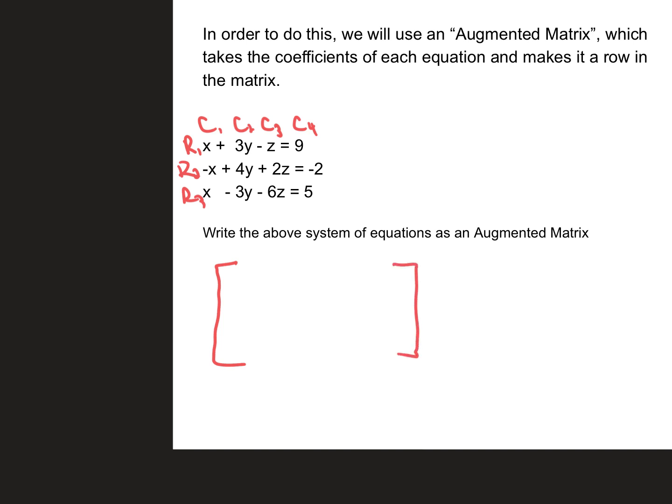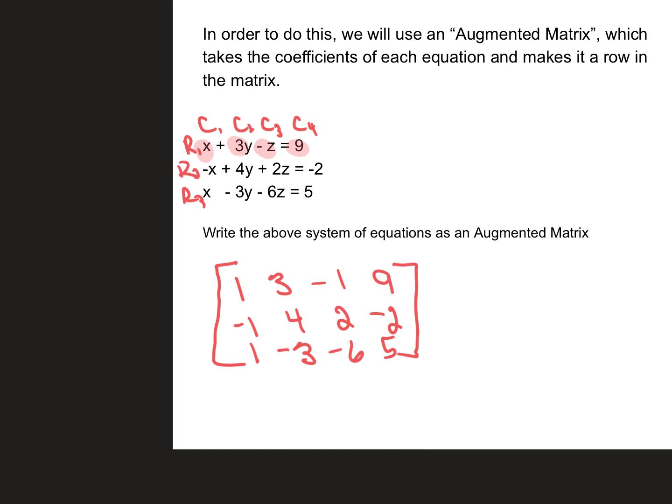We are going to take the coefficients of each equation and put those in our row. So row 1 is going to be 1, 3, -1, and 9. Row 2 is going to be -1, 4, 2, and -2. And then row 3 is going to be 1, -3, -6, and 5.